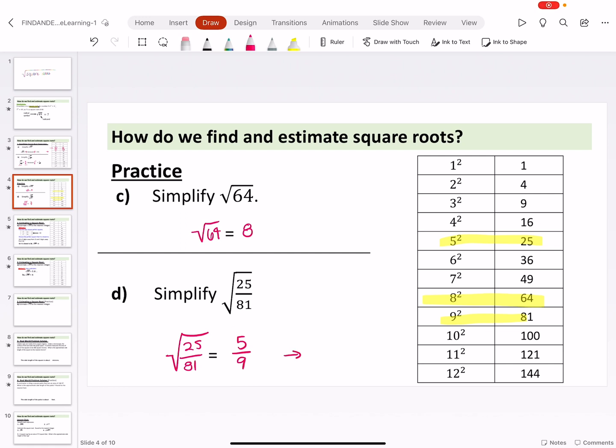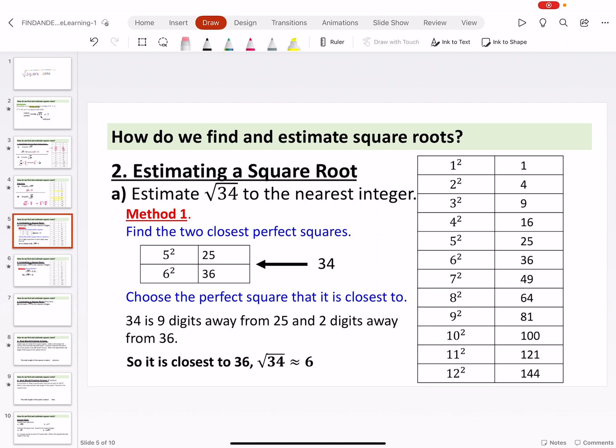Again, this is because if we doubled this value, we would get 25 over 81. All right, so simple enough, right? Let's move on then.